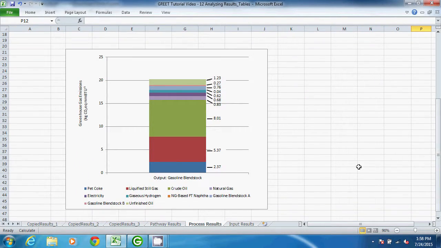The crude oil from which the gasoline is being made accounts for around 40% of GHGs, the most of any of the inputs. Crude oil, pet coke, and still gas together account for over 75% of GHGs, with relatively small contributions from the other inputs making up the rest of the total.